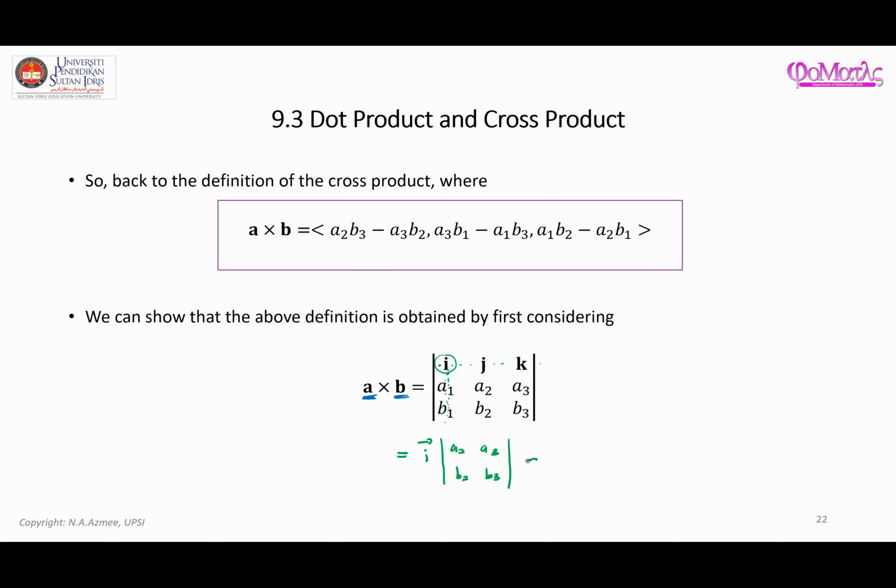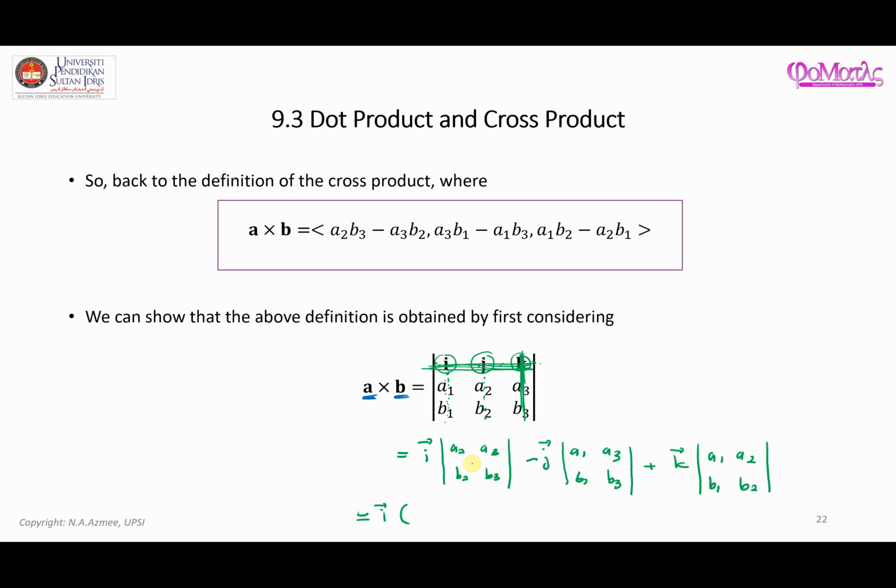Next, negative, don't forget negative. Then you consider vector J. So vector J, so we will cross out things or the lines that have to do with vector J, so you will be left with A1, A3, B1, B3. Next you have vector K. So vector K is this one, so you cross these two lines here, so you'll be left with A1, A2 and B1, B2.